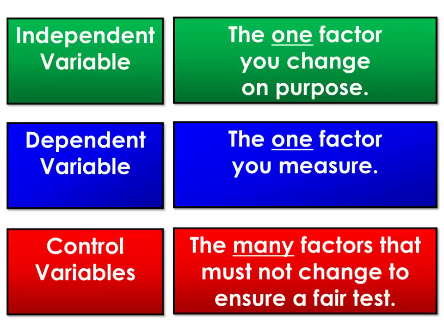The independent variable is the one factor that you change on purpose. It's really your reason for conducting the experiment. It's what you want to test. The dependent variable is the factor that you measure at the end of your experiment or throughout your experiment. Your control variables are the many factors that must not change to ensure a fair test. And I'm going to go through all three of those variables with examples now.